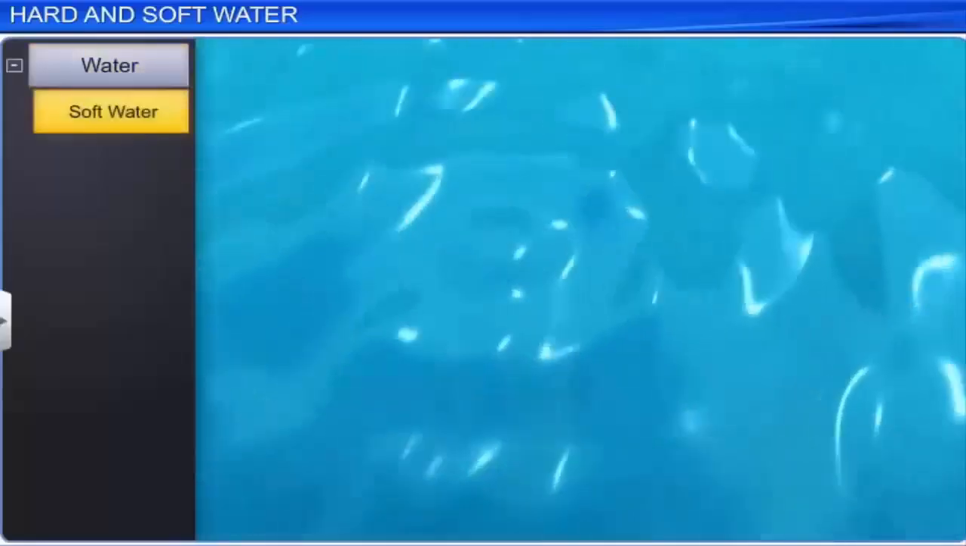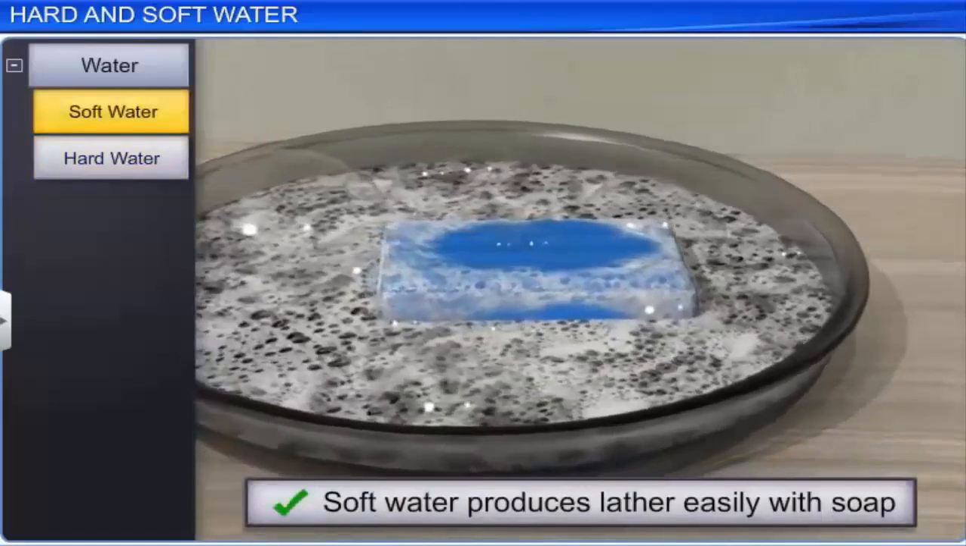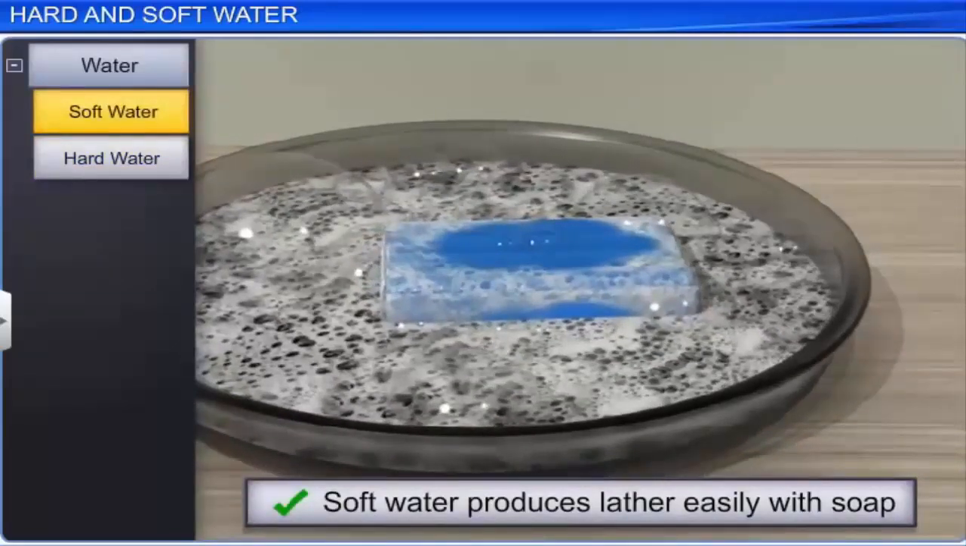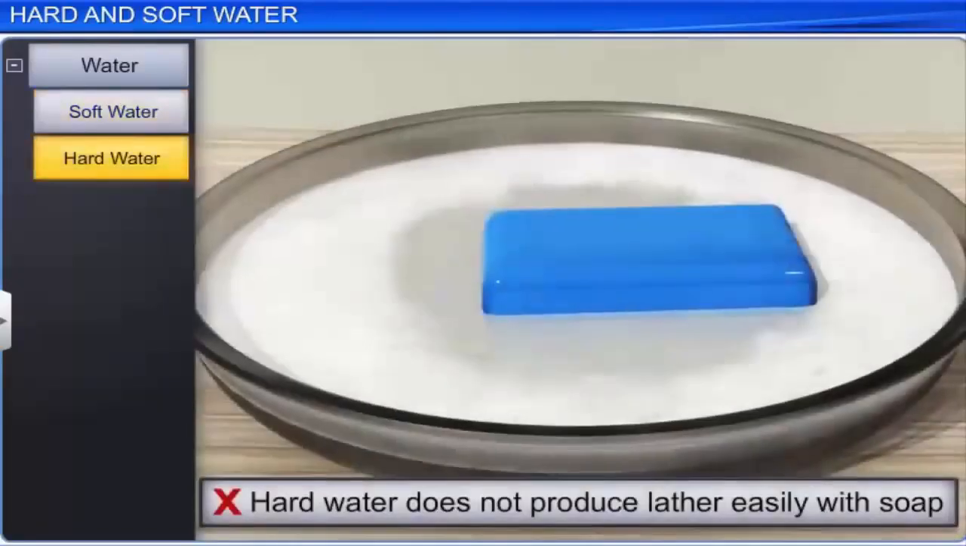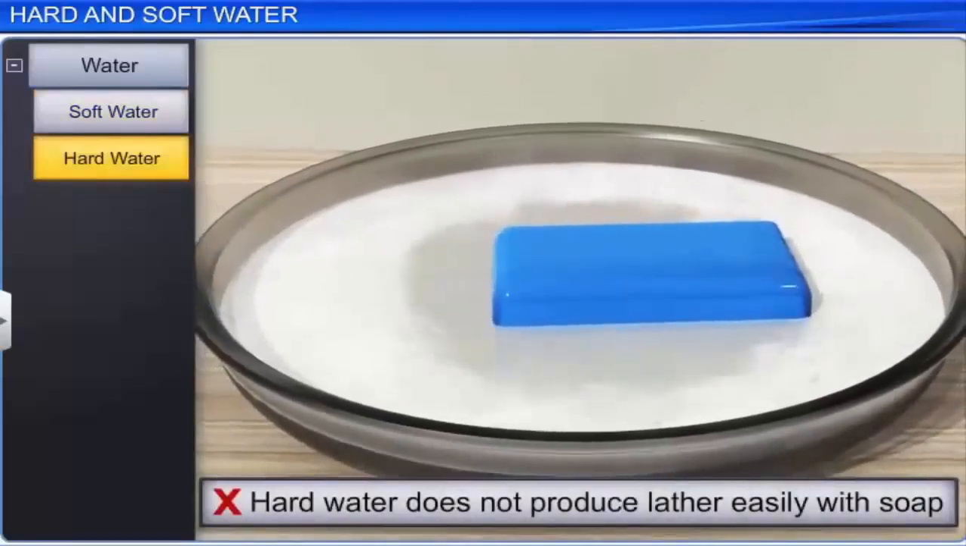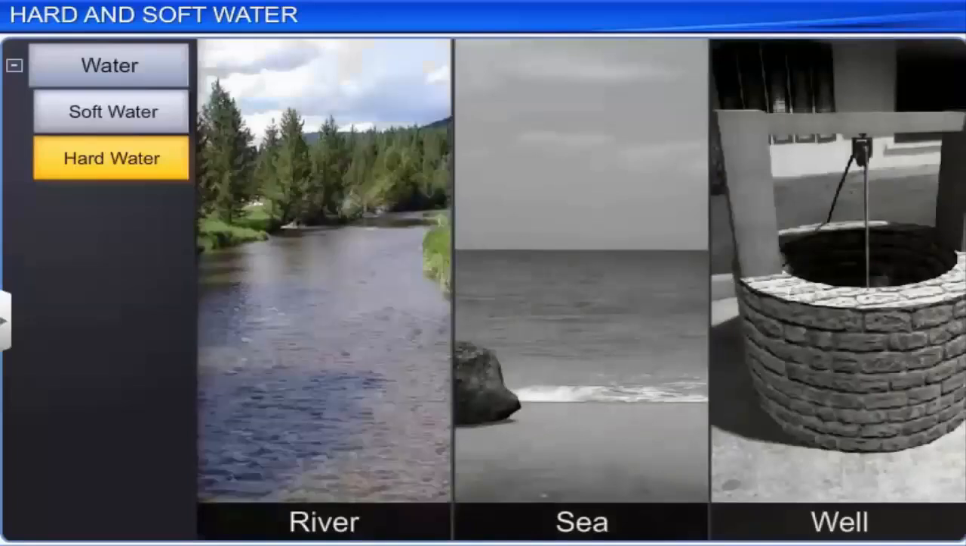Water is classified as soft and hard depending on the type of dissolved salts and behavior with soap. Soft water produces lather easily with soap and contains no calcium or magnesium ions. A good example of soft water is rainwater. Hard water, on the other hand, does not produce lather with soap easily and cannot be used for laundry. For example, river, sea, and sometimes even well water.